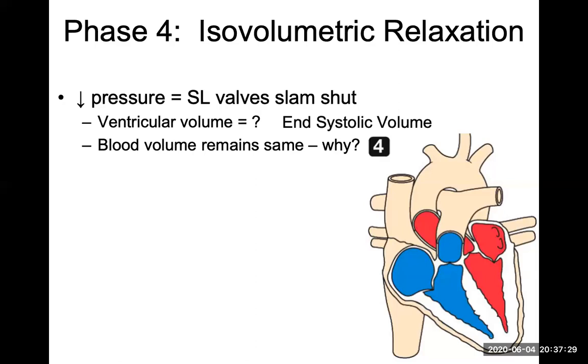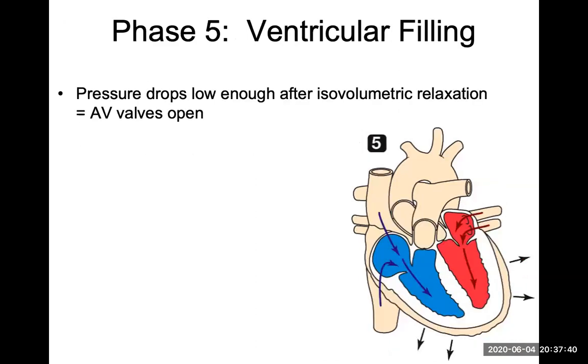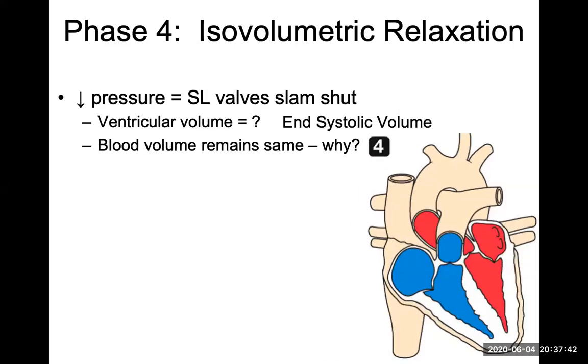And we call this end systolic volume at this point after ventricular ejection. In the relaxation phase, the amount of blood left over in the heart, we call end systolic volume. And again, the blood volume remains the same because no valves have opened yet. So ventricles haven't begun filling with blood again.